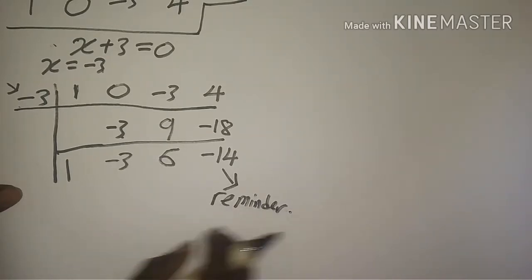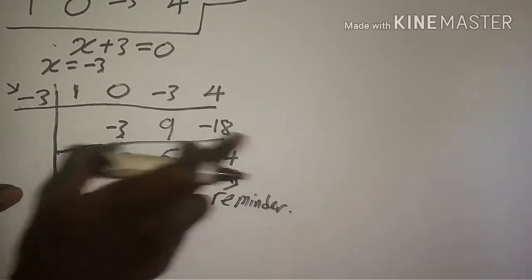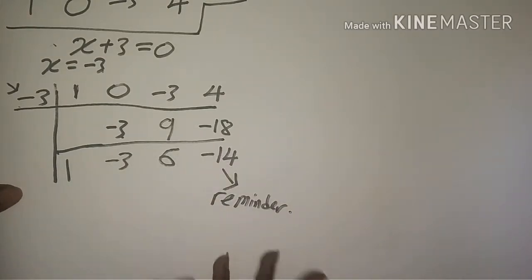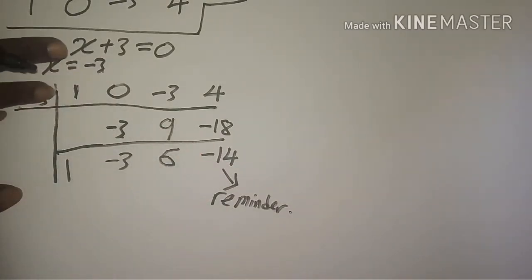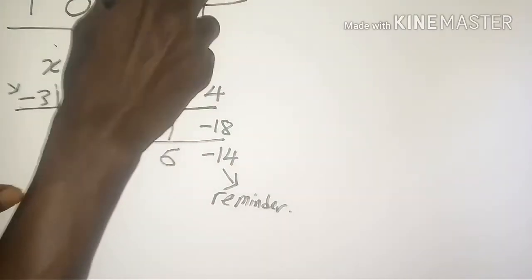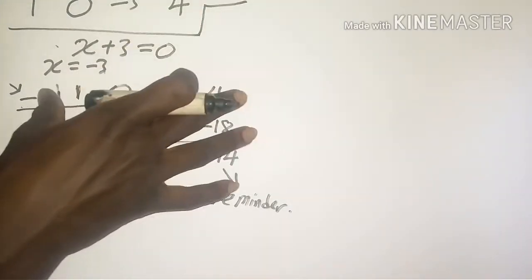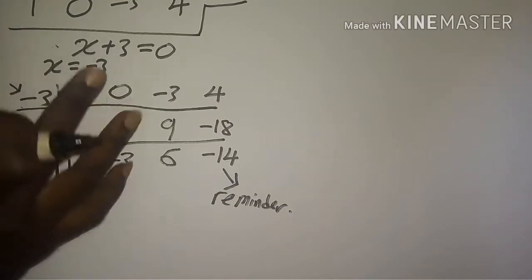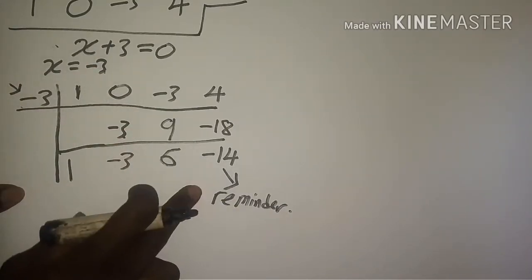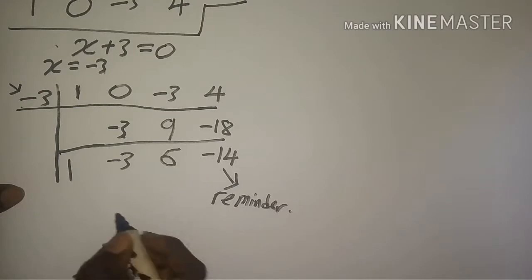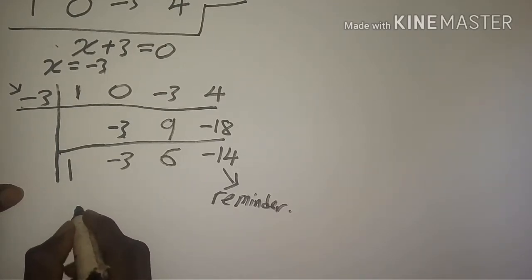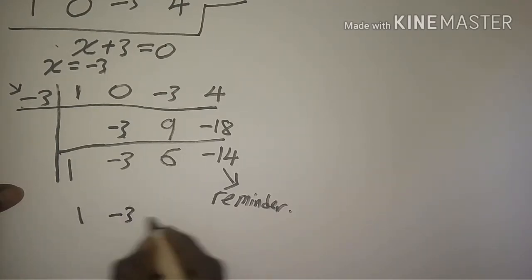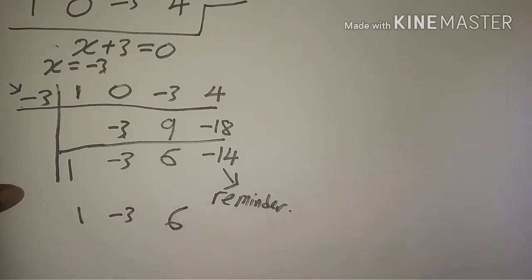This is the remainder. Every time you have a last number here, this is the remainder. The remainder can be 0 if x plus 3 can completely divide this. So here the remainder is minus 14. So we have these three numbers left: 1, minus 3, and 6.